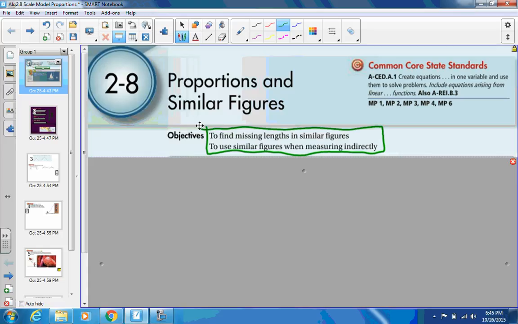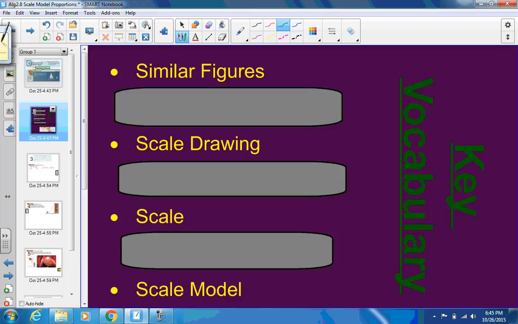All right, so we're going to talk about how we're going to use similar figures or proportions to find missing things. So here's some vocab for today. First one is, what are similar figures? You may or may not know this, but we're going to use those today. By the way, I think this one, scale, is definitely one of the key vocab words for this chapter, in case you were wondering.